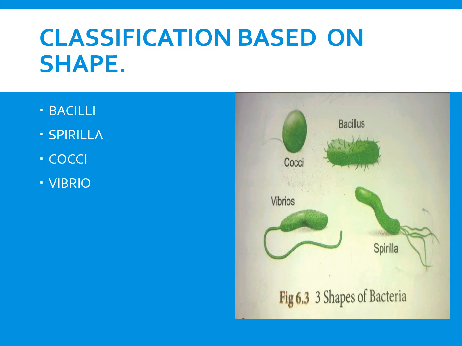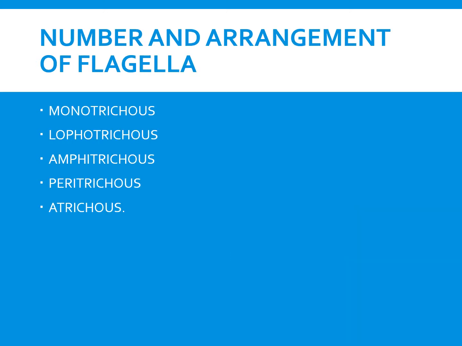I hope you understand. A vibrio with one flagellum is called monotrichous. A tuft of flagella at one side is lophotrichous. Amphitrichous has a tuft of flagella on both sides. So number and arrangement of flagella: monotrichous, lophotrichous, amphitrichous, peritrichous, and atrichous.